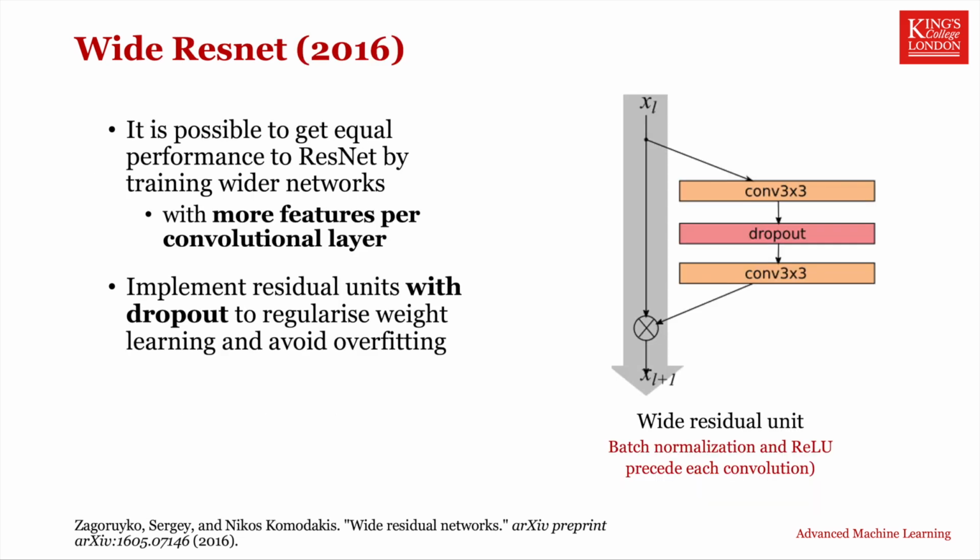Therefore, for these reasons, the authors of wide ResNet instead proposed increasing the width of the networks through training more convolutional kernels, more channels for each residual block. They also added dropout units for regularization between the convolutional layers in each block, where, importantly, these orange blocks here are inclusive of the batch norm and ReLU. So these, as before for ResNet version 2, are implemented before each convolutional weight learning layer.